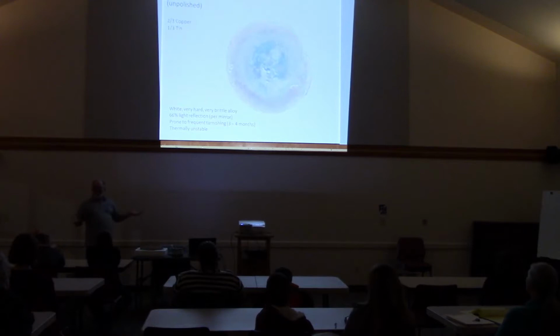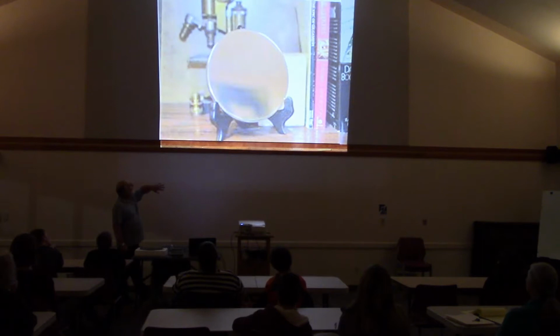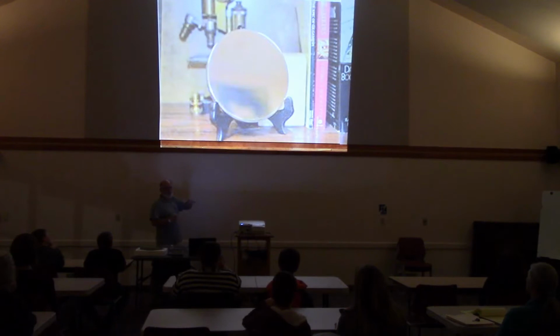And it was thermally unstable. As the nights got cold, it would shrink, it would change its shape, and you would lose your focus. Here is a polished speculum metal mirror. Really not all that impressive, but that's what they had. And with a mirror, you could avoid that chromatic aberration.